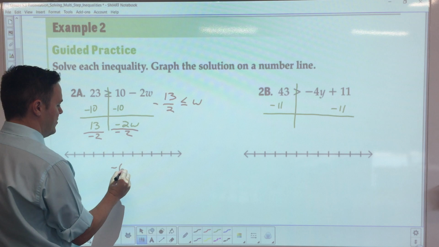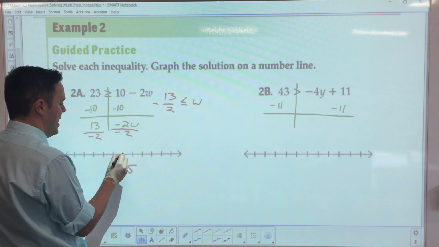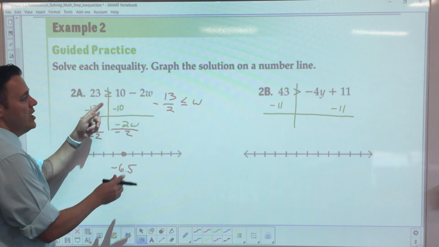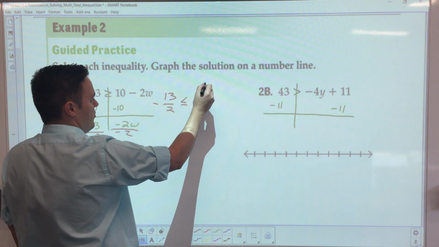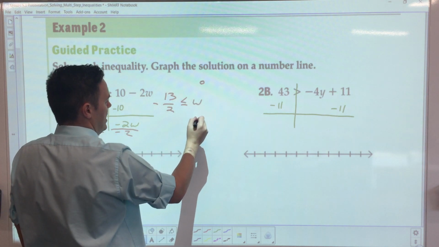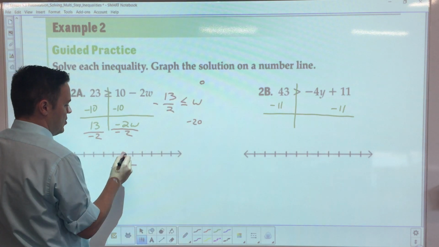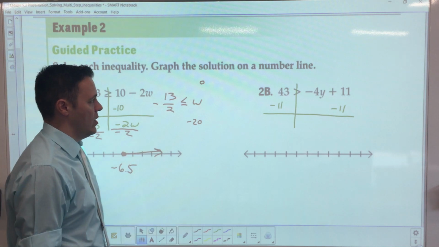Now, this is negative. It's actually -6.5, and it is a closed interval because it is equal to. And is it greater than or less than? So if I went 0 and -20, we'll say, is 0 greater than this number? Yes, it is, so it's going to be going that way.